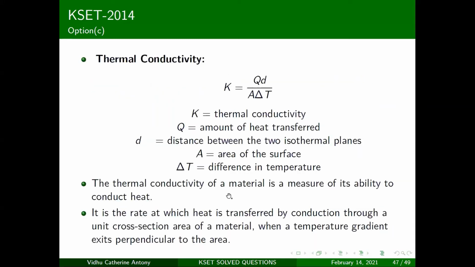Okay, so what do you mean by thermal conductivity of a material? It's a measure of the ability to conduct heat. It is the rate at which heat is transferred by a conductor through the unit cross-sectional area of the material. That's why you divide it by an A. That's why you're calling it unit cross-section, when a temperature gradient exists perpendicular to the area.